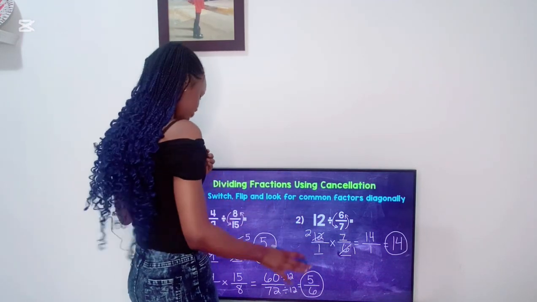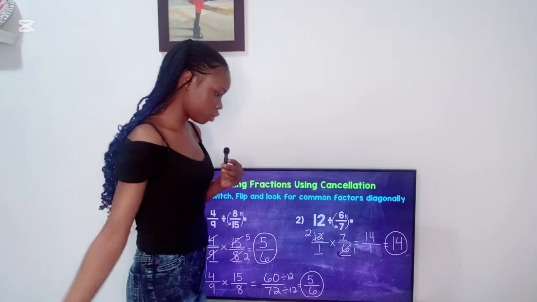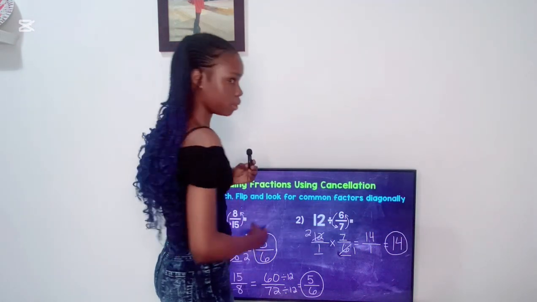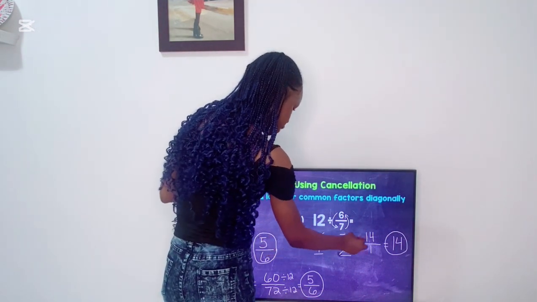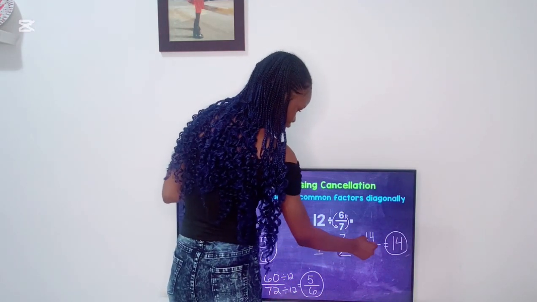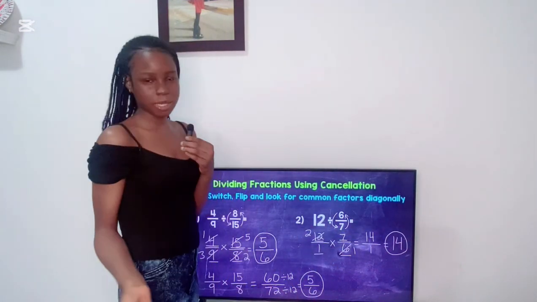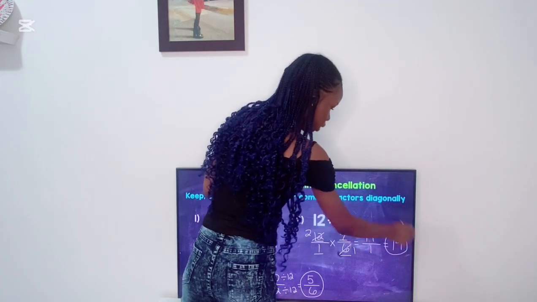We don't need to do anything else because we've already done the whole thing. I mean, we've looked for common factors. Now that we're done, we just need to multiply straight across, okay? And then we're going to be done. So 2 times 7 is going to give us 14. So 1 times 1 is going to give us 1. So we have 14 over 1, which is basically the same thing as just saying 14, on its own.